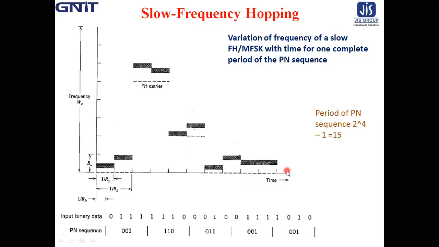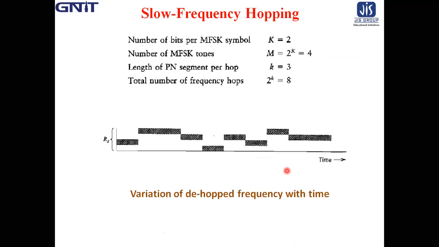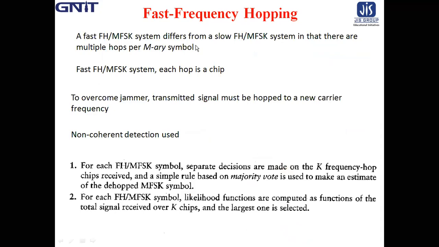Okay. Now moving on to fast frequency hopping. A fast FHM FSK system differs from a slow FHM FSK system in that there are multiple hops per MFSK symbol. Hence, in a fast FHM FSK system, each hop is a chip.